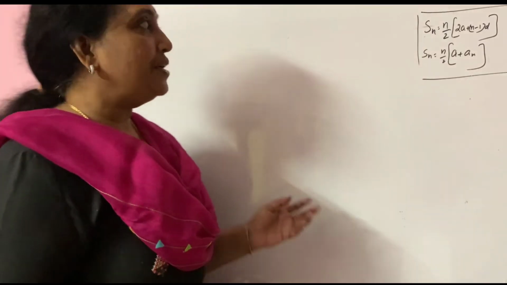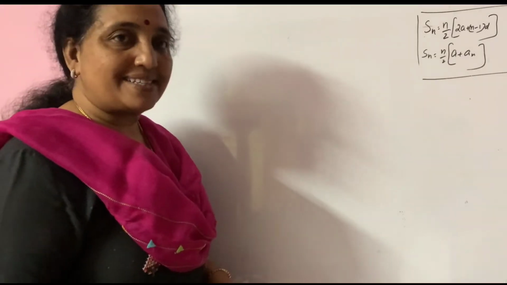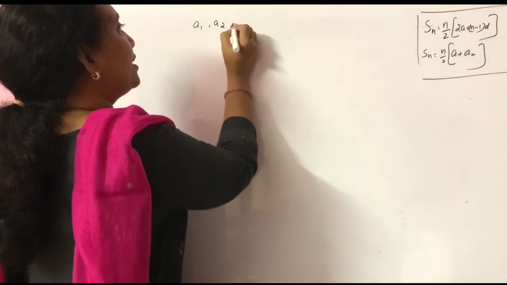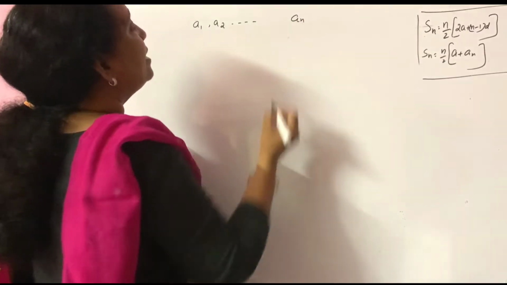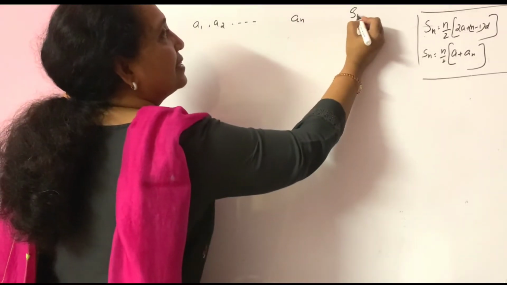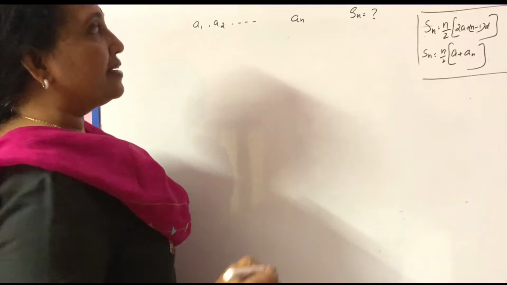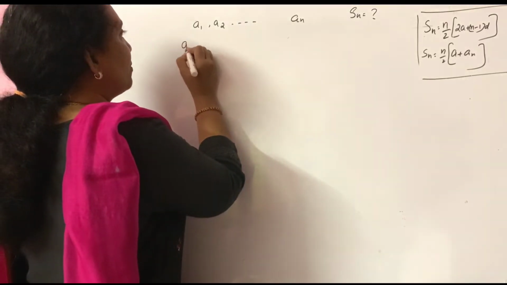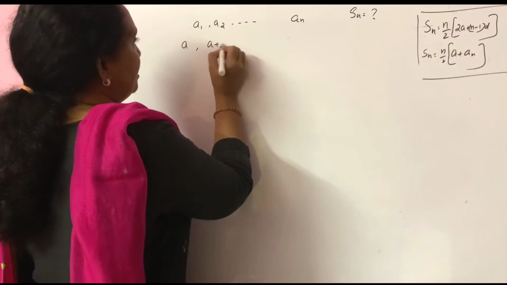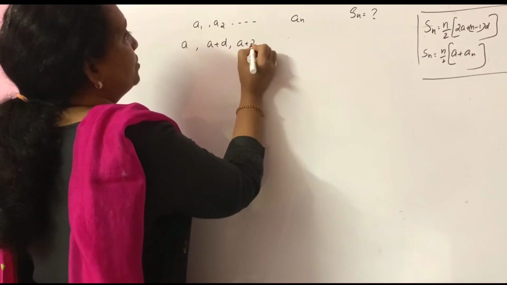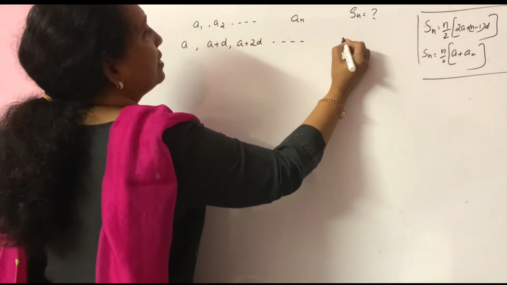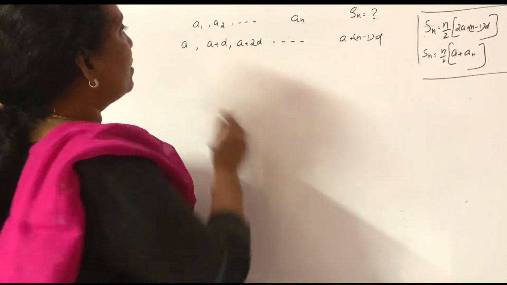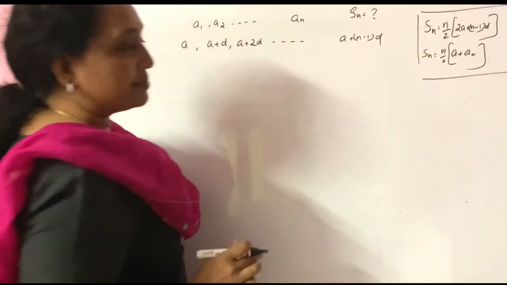Welcome. Today we are going to derive the formula for Sn. So if we have the AP, a1, a2, etc., an, find out Sn. Write the general formula for an AP. You know the general form: a, a plus d, a plus 2d, etc. The nth term is a plus n minus 1 into d. Today we want to add all these terms.